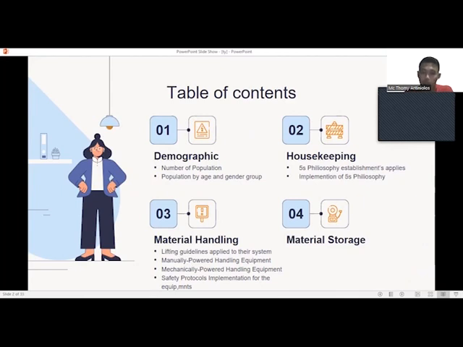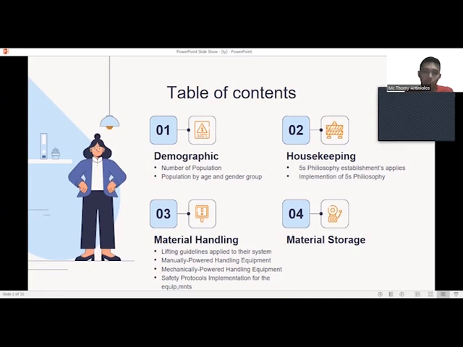Housekeeping. 5S philosophy the establishment applies, where we will talk about how the establishment implements the 5S philosophy in its framework. Implementation of the 5S philosophy, where we talk about the ways in which they use those 5S principles.